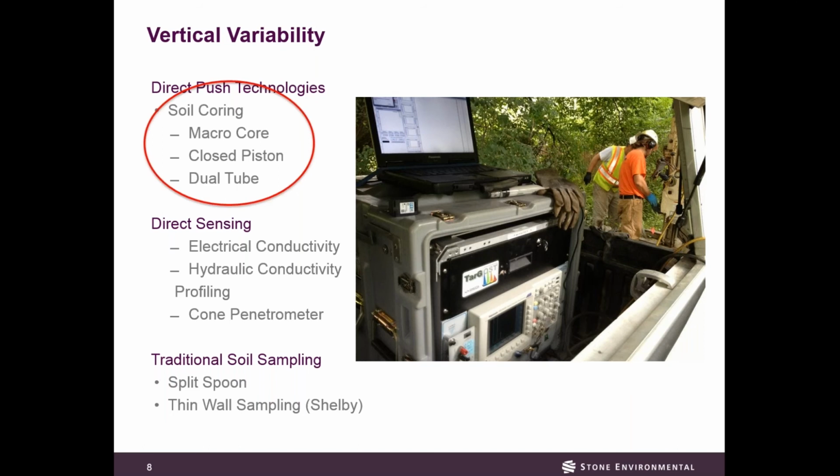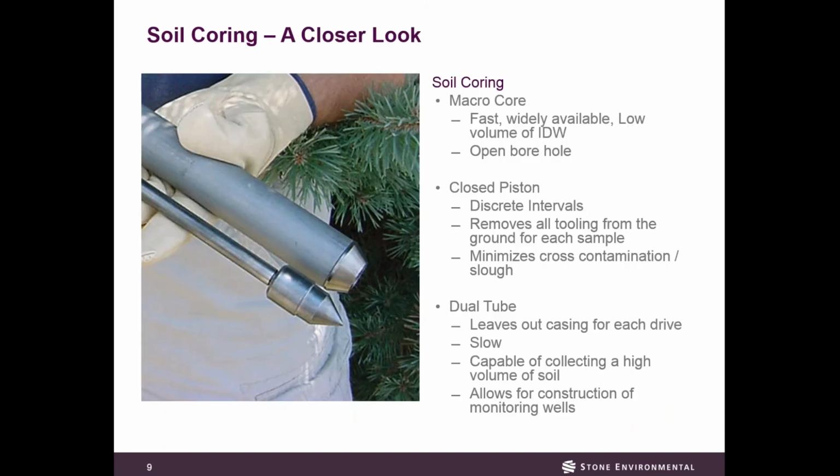And we talked about this already a little bit. The Macrocore, in direct push in general, we all know that one of the major benefits of it is that there's low amounts of IDW, investigation derived waste. So you're not generating drums of cuttings as you're advancing a hollow stem auger into the ground. You're producing maybe half a bucket of cuttings from a soil core. Again, we already mentioned that the open borehole is not an issue with the Macrocore. Closed piston takes care of that.